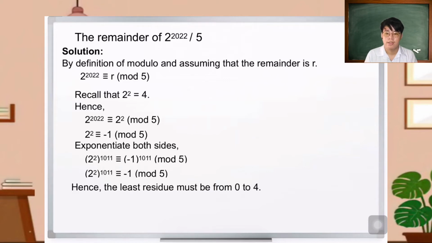Hence, the least residue must be from 0 to 4. So we are now going to solve for it in this way. R minus negative 1 is equal to 5. Through solving for r, we will discover that the remainder of 2 raised to 2022 when we divide it by 5 is 4. That is within the residue from 0 to 4.